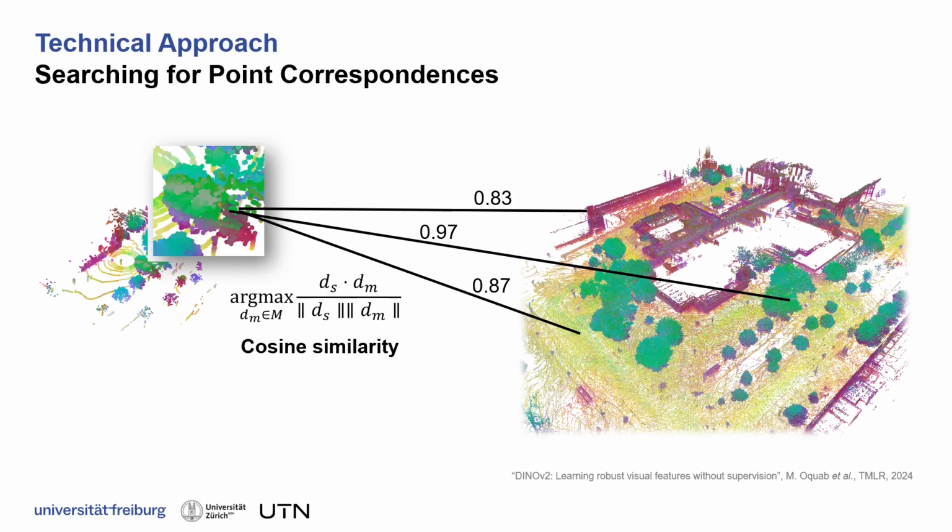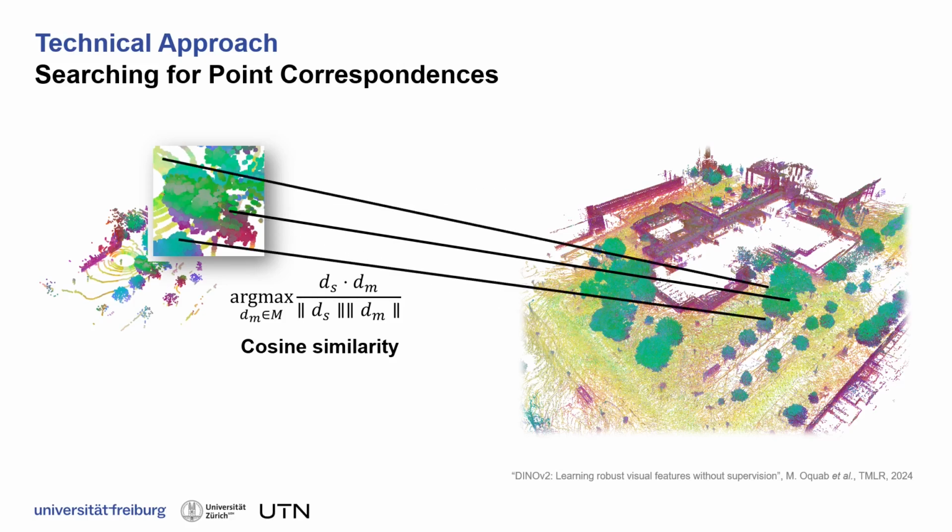For each point, we retain the connection to the map point with the highest cosine similarity, provided it exceeds a defined threshold. These point-to-point correspondences are then used in a traditional outlier rejection scheme, such as RANSAC, to achieve a coarse registration, which is further refined with point-to-point ICP.